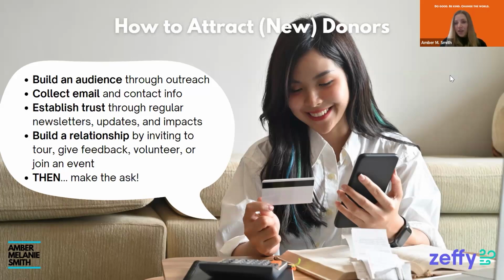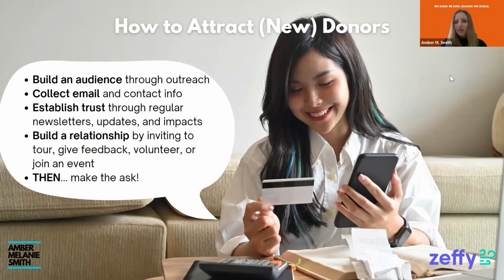In order to do that, you have to first build your audience. So you need to be out there in the community doing public speaking. You need to be networking at events, tabling at other community events, and collecting contact information while you're doing this. People who are interested in learning more about what your work is all about will gladly provide their email address so that they can learn more. So you really want to be focused on getting out there, raising awareness about who you are and what you do before you think about asking for any money at all.